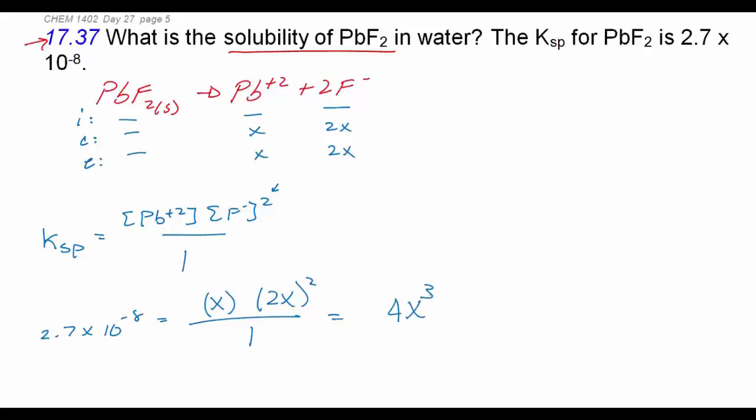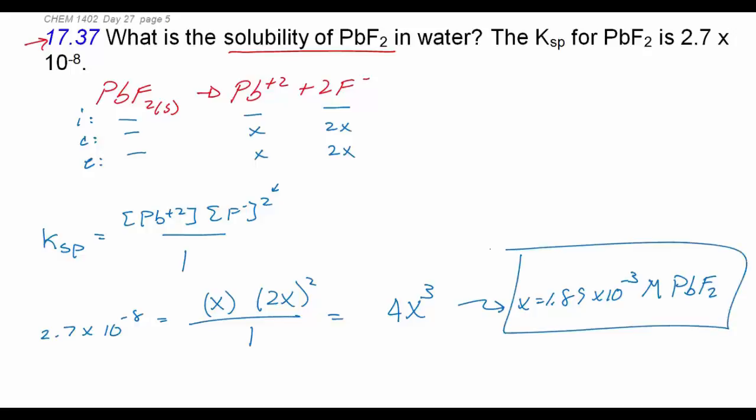So 2.7 times 10 to the negative 8 divided by 4, cube root, equals 1.89 times 10 to the negative 3 molar lead fluoride. And you notice they didn't care about the units, so I'm just going to leave it there.